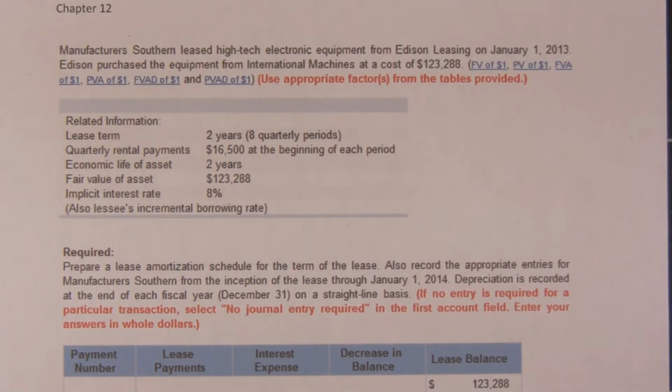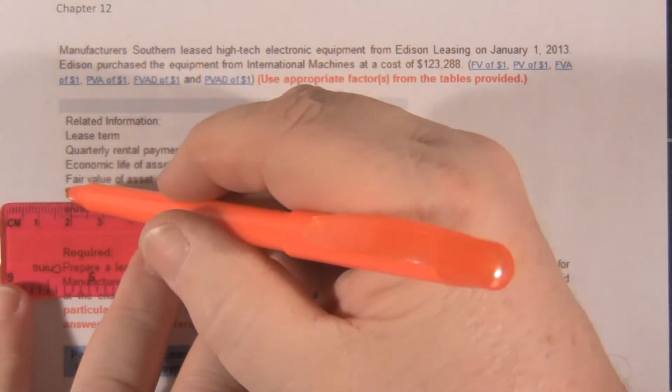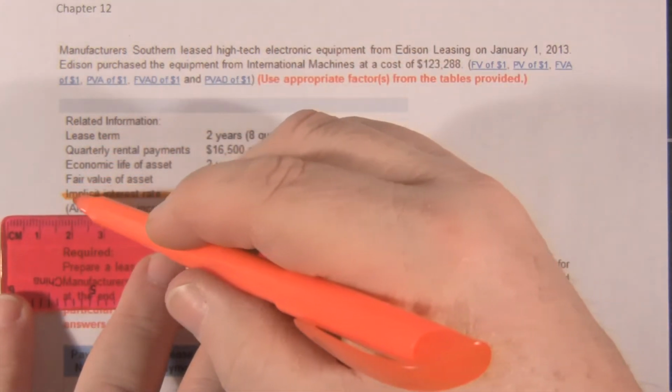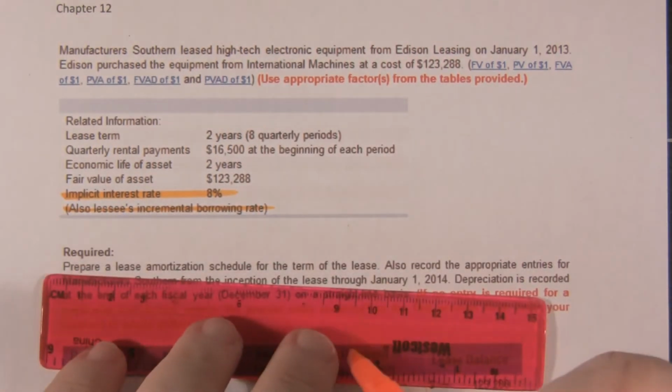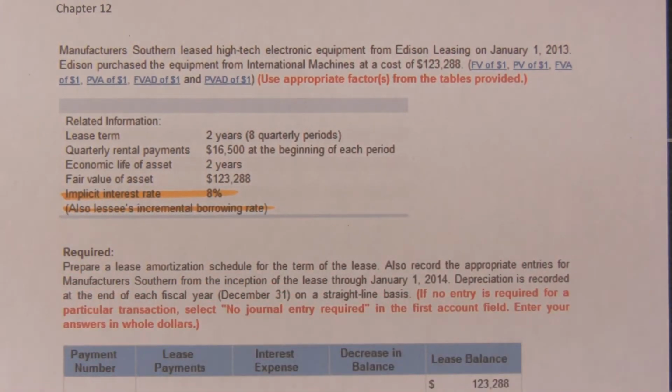Okay, leases, problem one. Let's take a look at this and see if we can make some sense out of what we have here. And I want to draw your attention to a couple of things. Here, they've been extra nice to us. They've given us the interest rate. If they hadn't given us the interest rate, we would have to find out what that interest rate was. That's not so terrible a task.